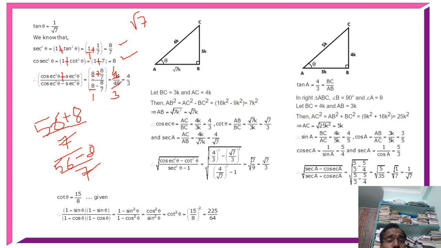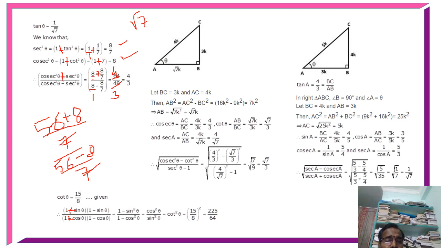Next, it's given cot theta equals 15 by 8. Then we have to show that (1 plus sine theta)(1 minus sine theta) by (1 plus cos theta)(1 minus cos theta) equals... we know (a plus b)(a minus b), what, students? a square minus b square. So 1 square minus sine square theta by, in the denominator also, 1 square minus cos square theta. As we know, 1 square is 1.